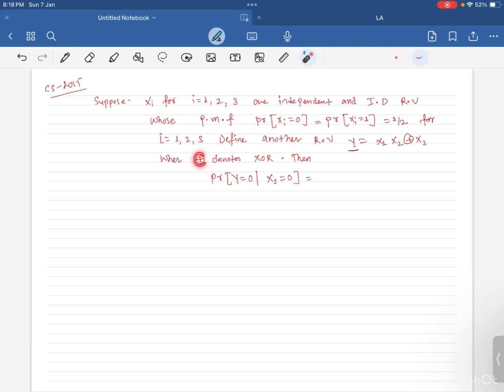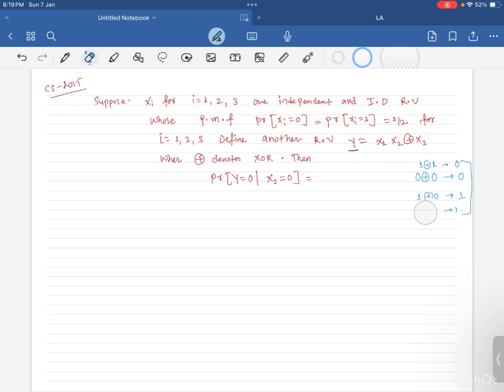So where this symbol denotes the XOR operation. So what is this XOR operation? Let me tell you that. If we have two values that are the same, then it is going to return 0. And if two values are different, then it is going to return 1. Or it may be same like this, so it is going to return 0. So this is what the XOR operation is.